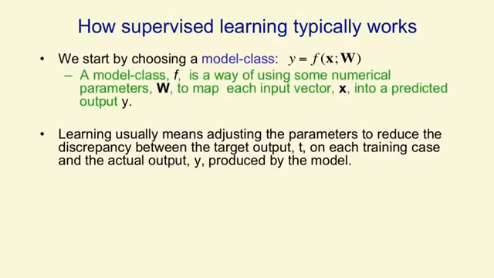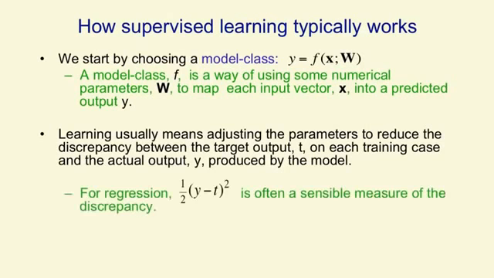So a model class is simply a way of mapping an input to an output using some numerical parameters w, and then we adjust these numerical parameters to make the mapping fit the supervised training data. What we mean by fit is minimizing a discrepancy between the target output on each training case and the actual output produced by our machine learning system.